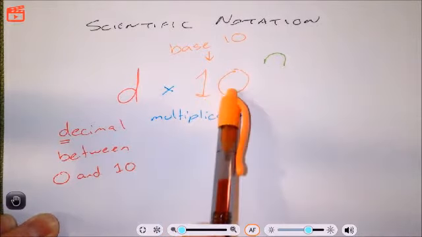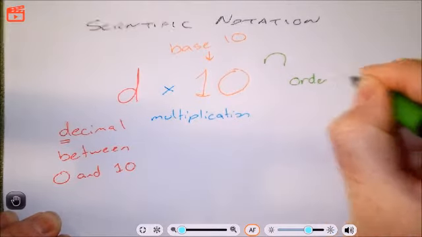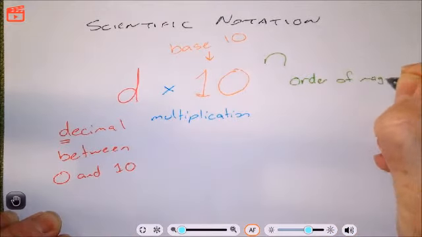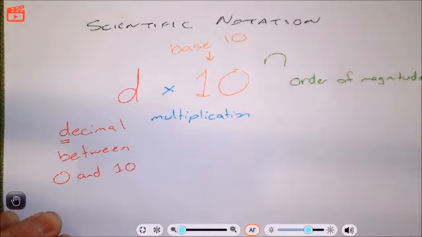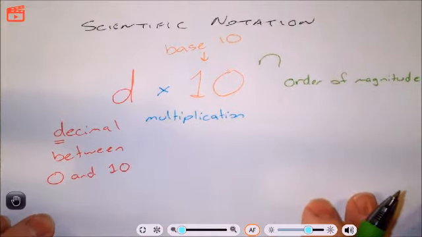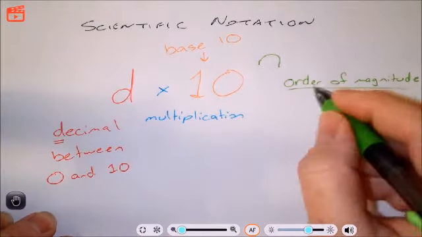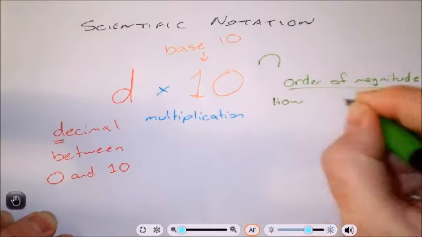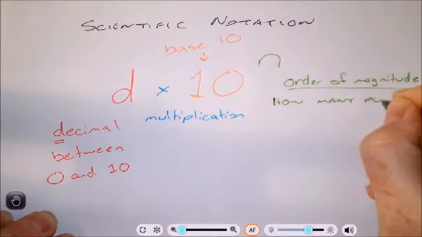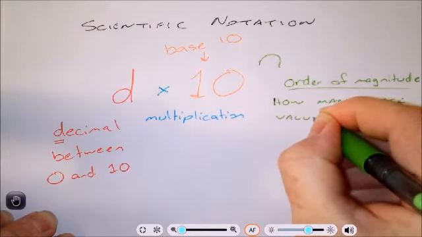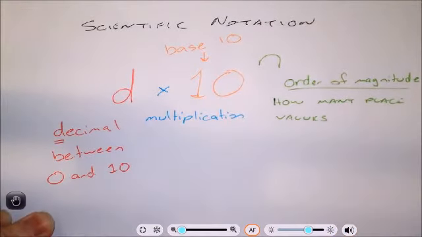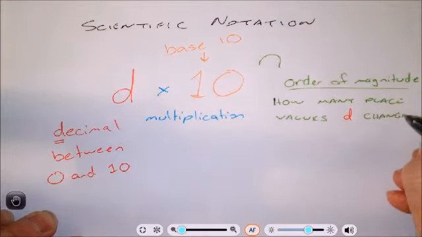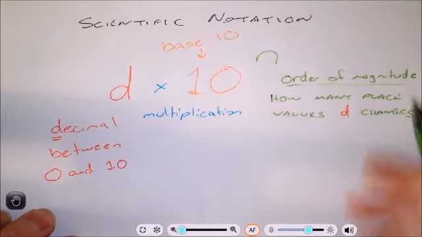The n is what's called the order of magnitude. And we did talk about magnitude in lesson 7. Remember, magnitude means size. So the order of magnitude is how many place values the decimal D changes. It tells us how many place values the decimal D changes.